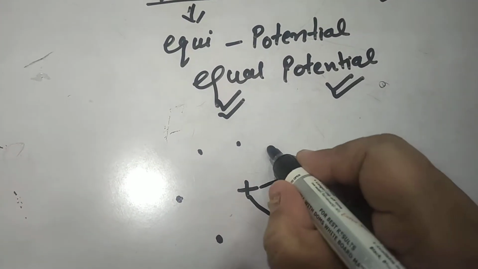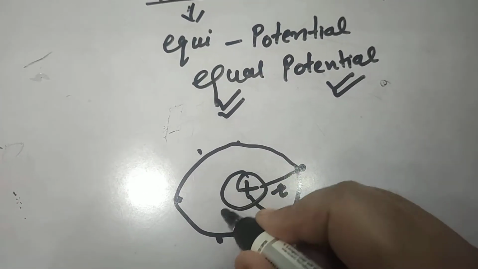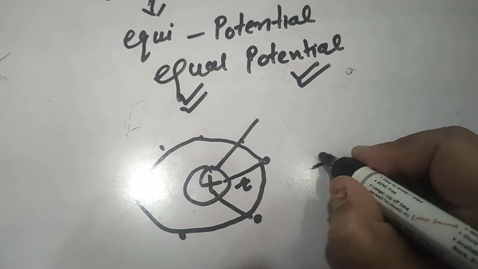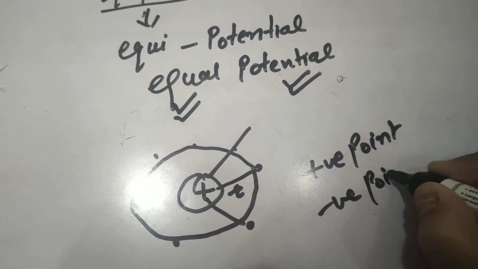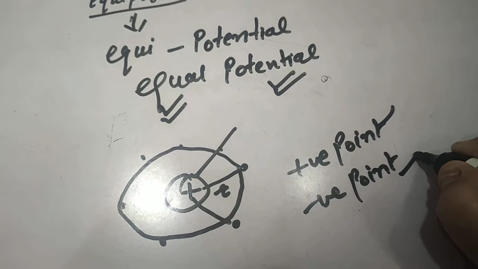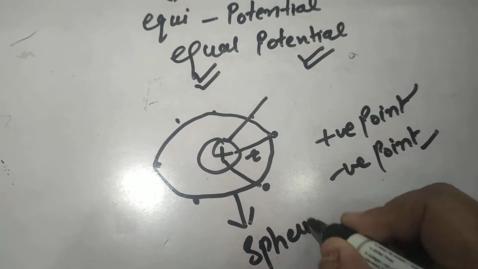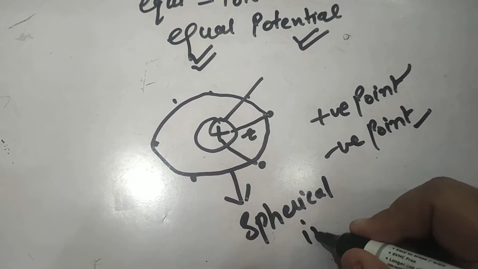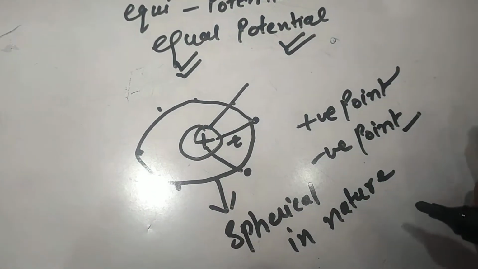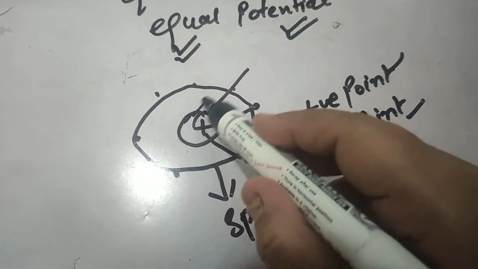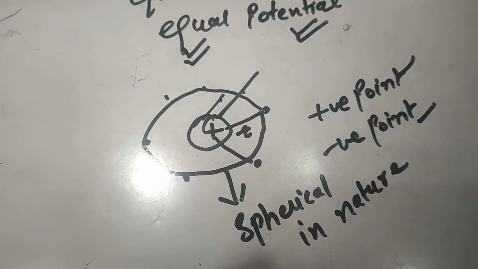Now after joining these points, what will we get? We get a surface which is at equal distance from this source charge Q. It means for a positive point charge or a negative point charge, we are having equipotential surfaces which are spherical in nature. So basically, if R is the same, the distance of the surface from the source charge is the same, then what we will get is the equipotential surface.